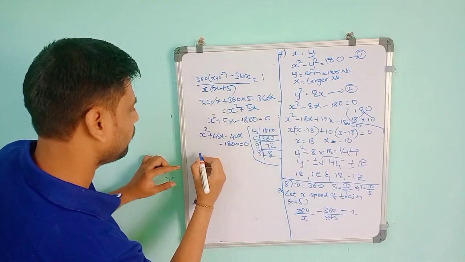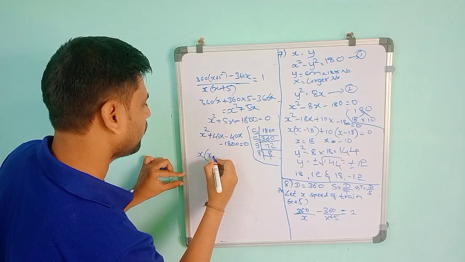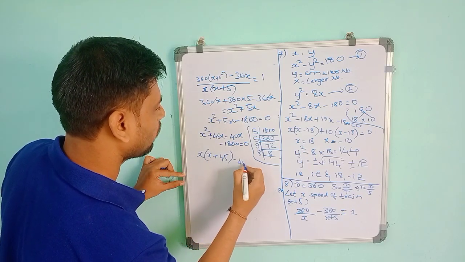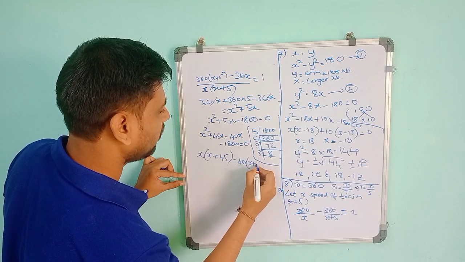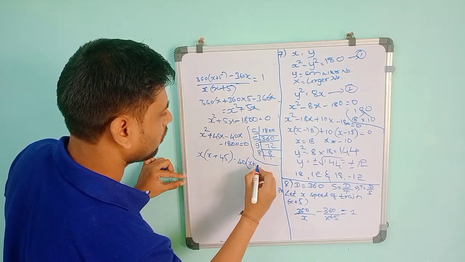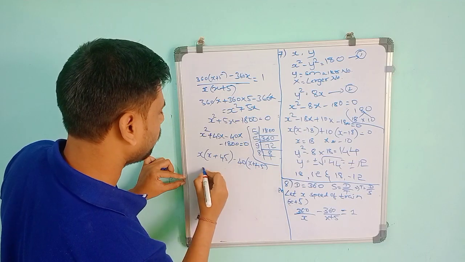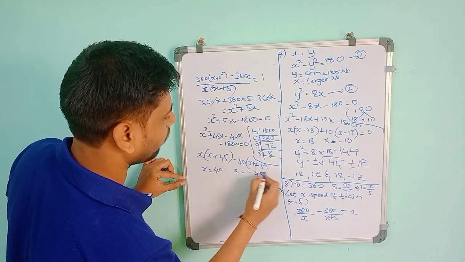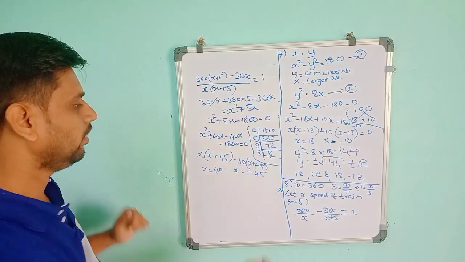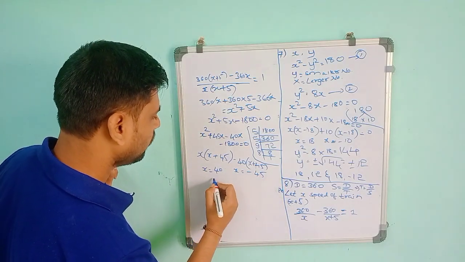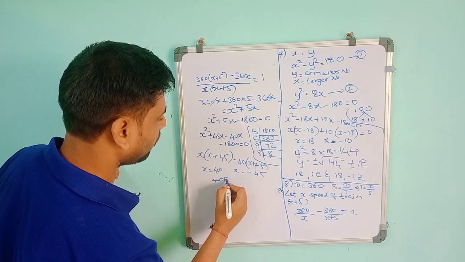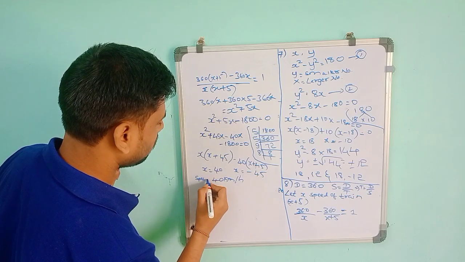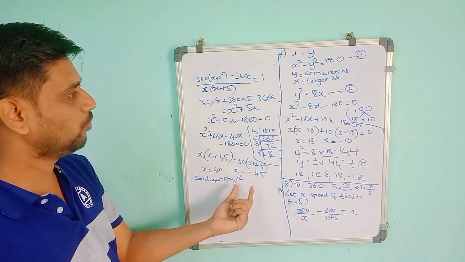Then if you split this one, x common, x plus 45 is equal to minus 40, x plus 45. It will become x equal to 40 and x equal to minus 45. The speed will not be in the negative sign, so the speed will be 40 km per hour.